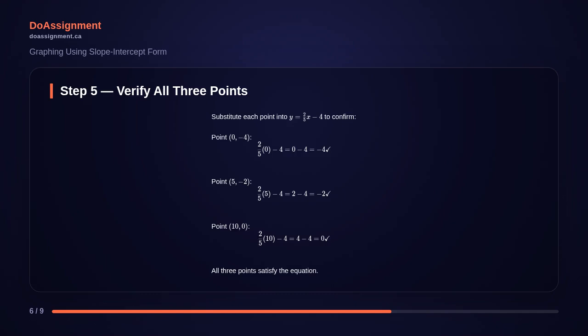Let's verify all 3 points by plugging them into the equation. At x equals 0, we get -4, check. At x equals 5, 2/5 times 5 is 2, minus 4 gives -2, check. At x equals 10, 2/5 times 10 is 4, minus 4 gives 0, check. All 3 points work.